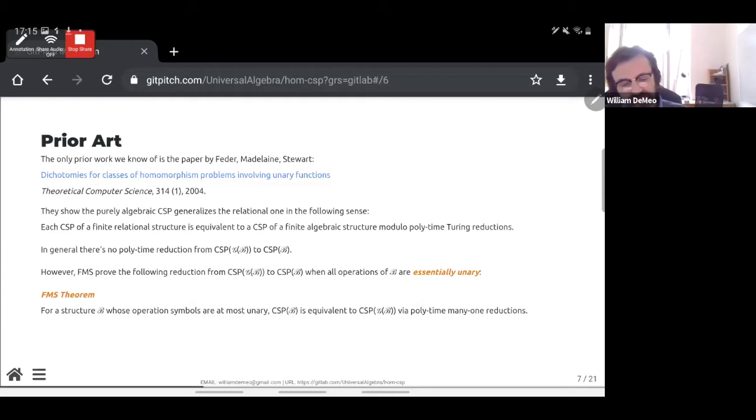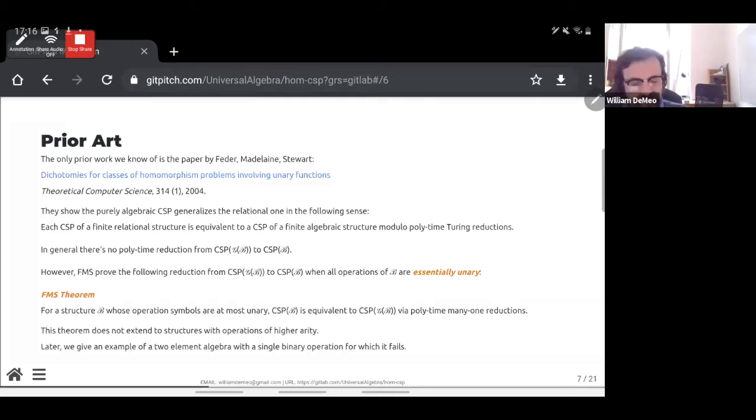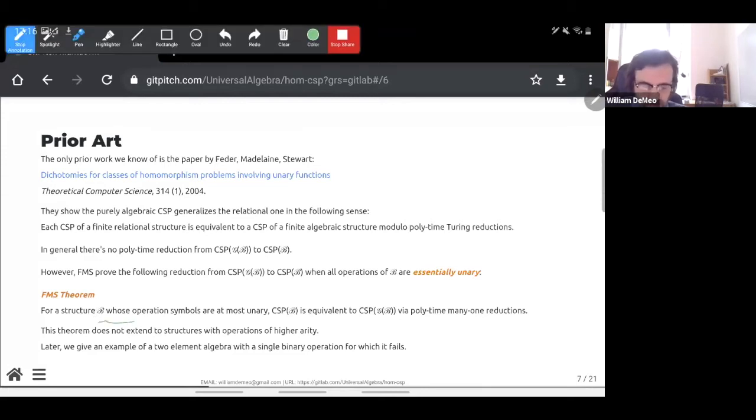So this is a really nice result. But the theorem doesn't extend to structures with operations of higher arity. For these structures where the operation symbols are at most unary, they have this result. But if you consider structures with operations that have higher arity, this result doesn't obtain. And we'll give an example where we have just a two-element algebra with a single binary operation for which the result fails.